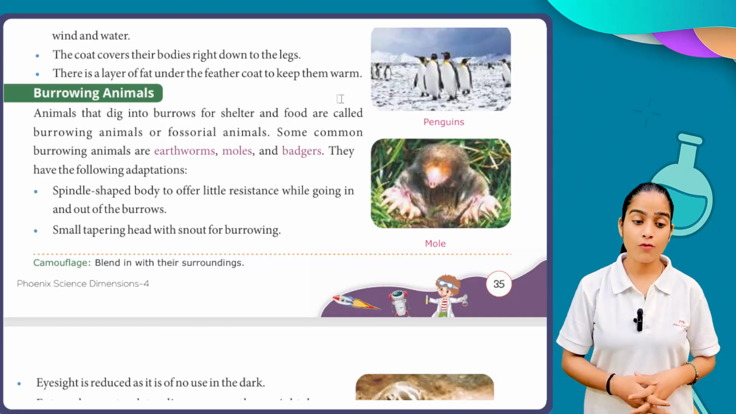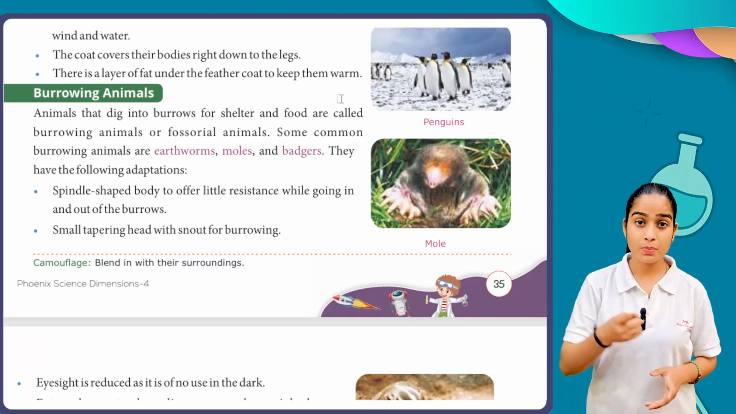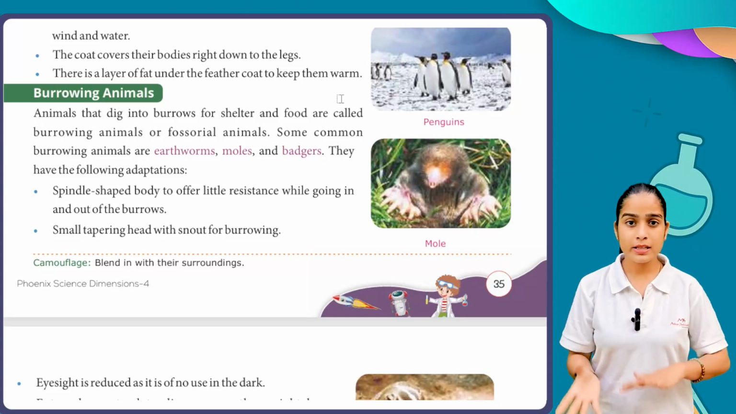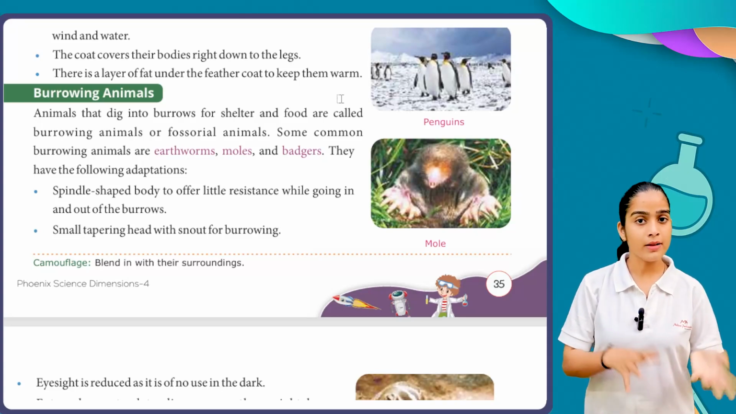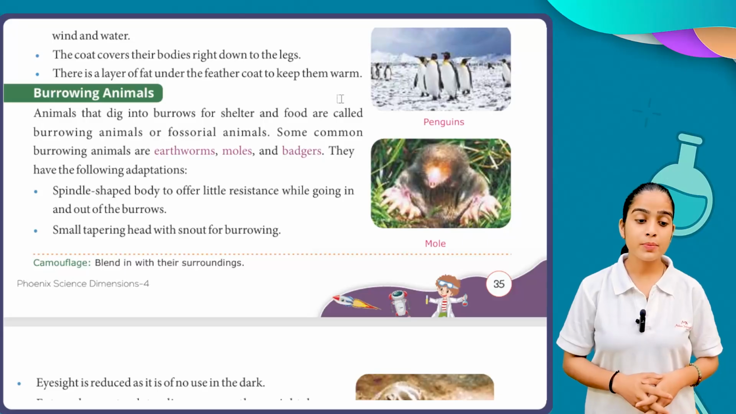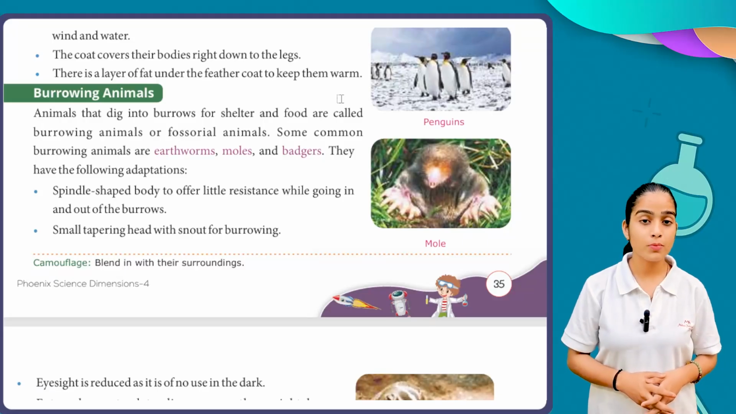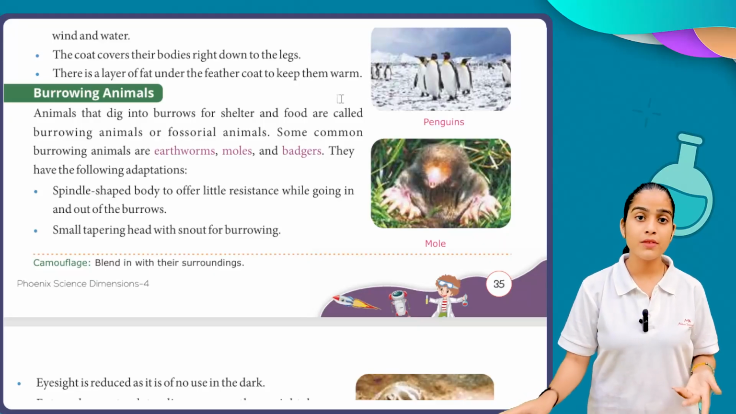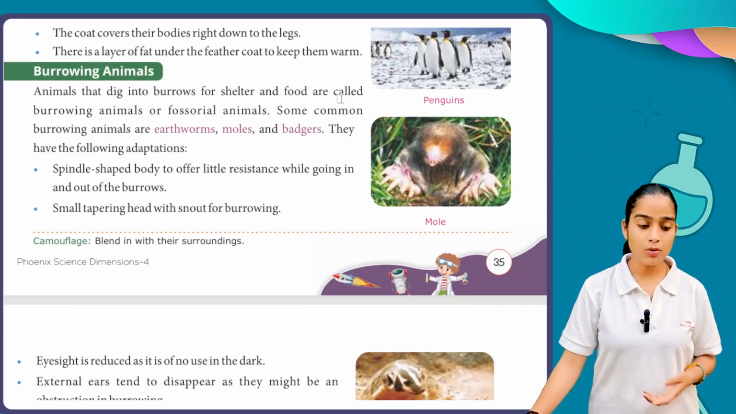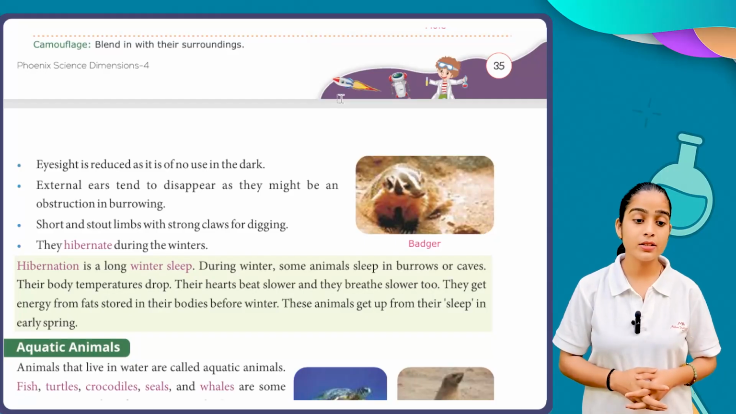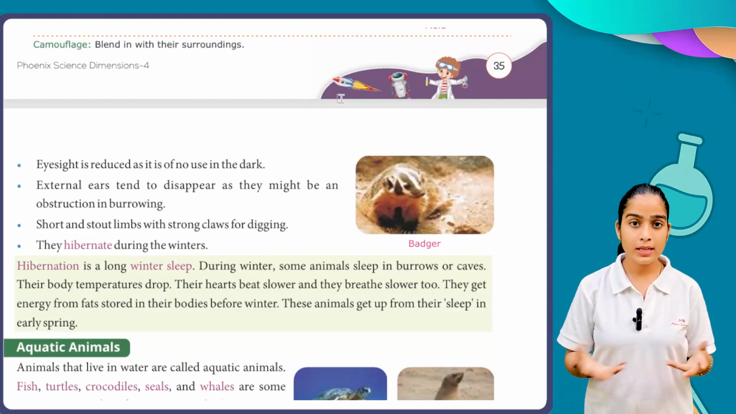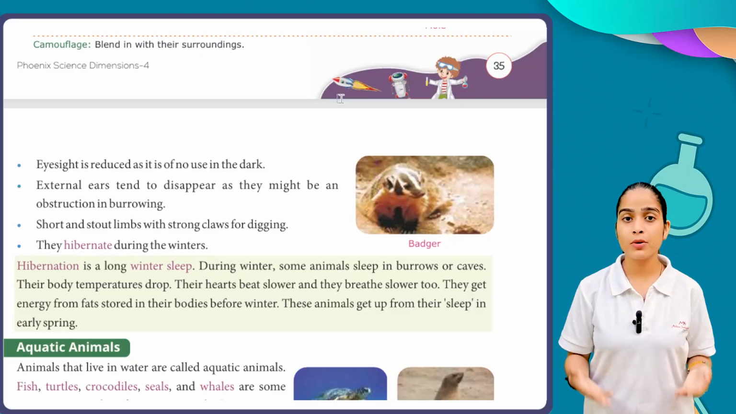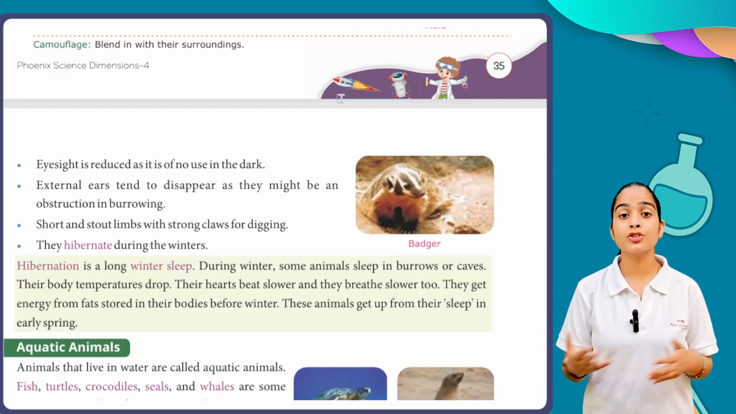Spindle-shaped body offers little resistance while going in and out of the burrow. So they have a spindle-like body, so they can easily get in and out. Next, a small tapering head with a snout for burrowing. So with this they can easily burrow inside the soil or inside the hole. Eyesight is reduced as it is of no use in the dark. In the dark there is no use of light, because we can see things only with the reflection of sunlight.